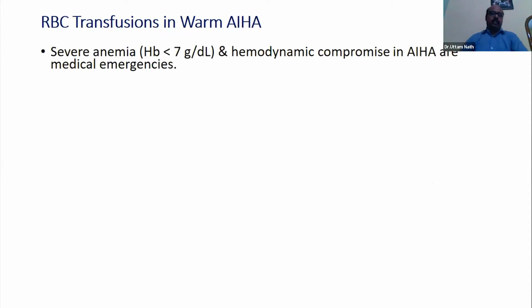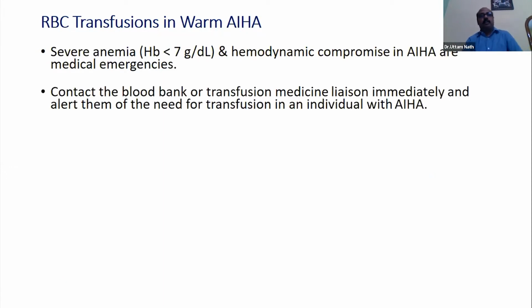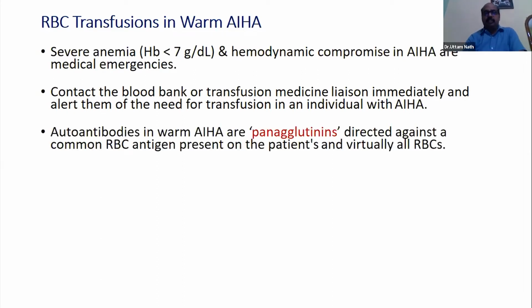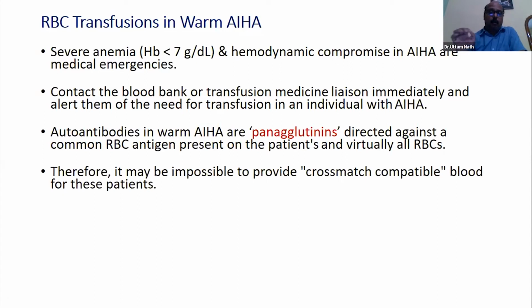RBC transfusions, as I have said, if anemia is severe and there is hemodynamic compromise or organ dysfunction, then it should be transfused as an emergency. Okay, and the blood bank or transfusion medicine department is very important for optimum and safe transfusion of these patients. As I have said, these are pan-agglutinins, so these antigens are virtually present in the majority of the RBCs.